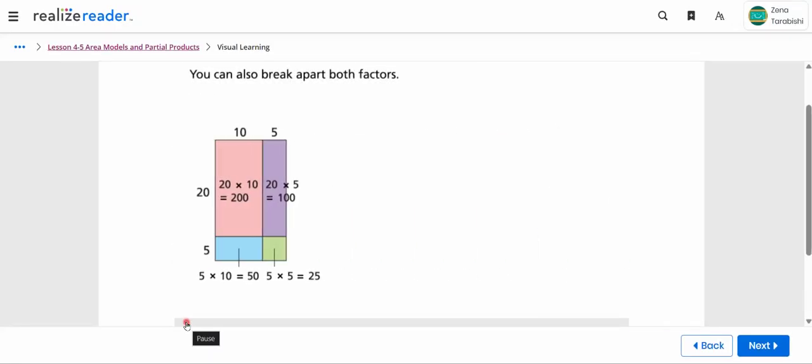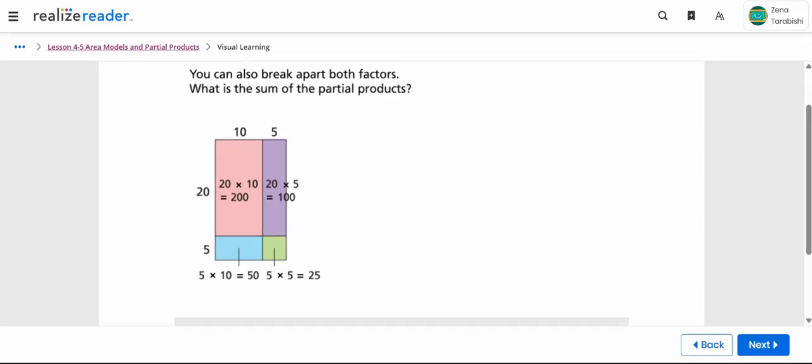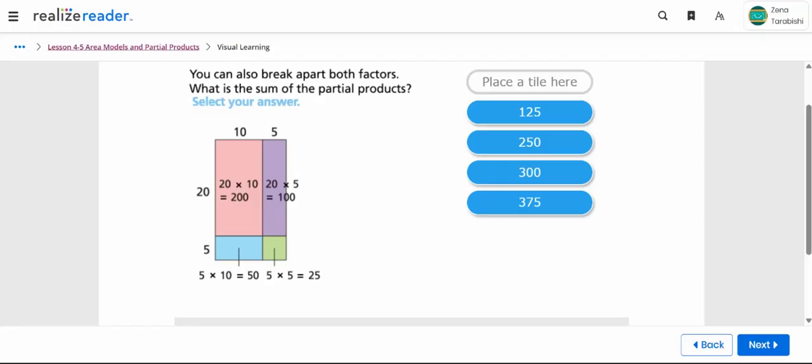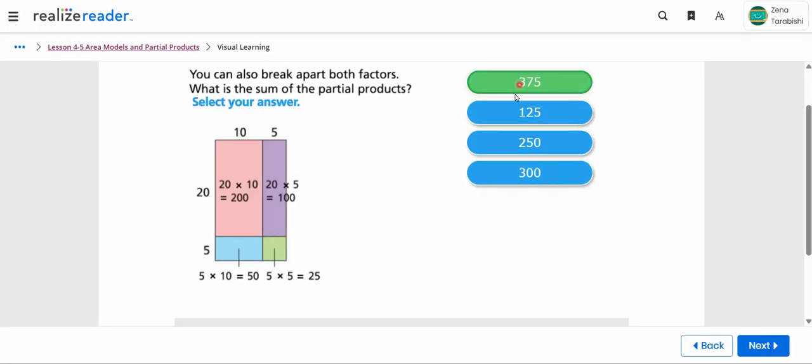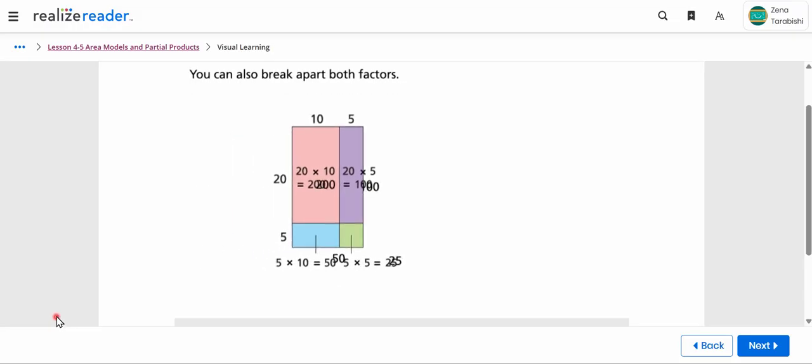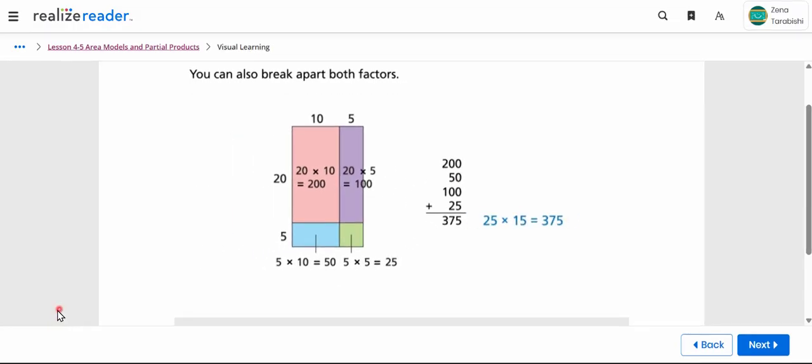You can also break apart both factors. What is the sum of the partial products? Select your answer. 25 times 15 equals 375. There are 375 players on all the teams.